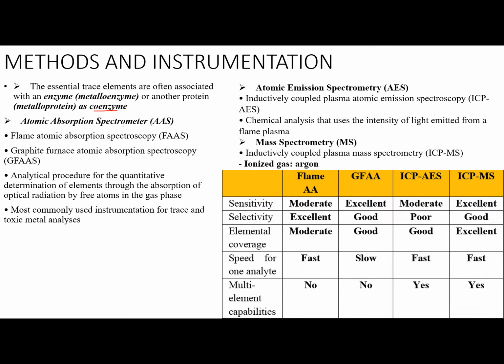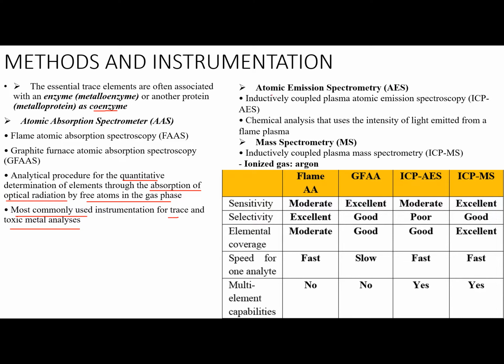We have your atomic absorption spectrometer. Now, under AAS, or the atomic absorption spectrometer, we have the FAAS, or the flame atomic absorption spectroscopy. We also have your graphite furnace atomic absorption spectroscopy. So under AAS, class, there are two types, FAAS and GFAAS. Now, this is an analytical procedure for the quantitative determination of elements through the absorption of optical radiation by free atoms in the gas phase. This is the most commonly used instrumentation for trace and toxic metal analysis.